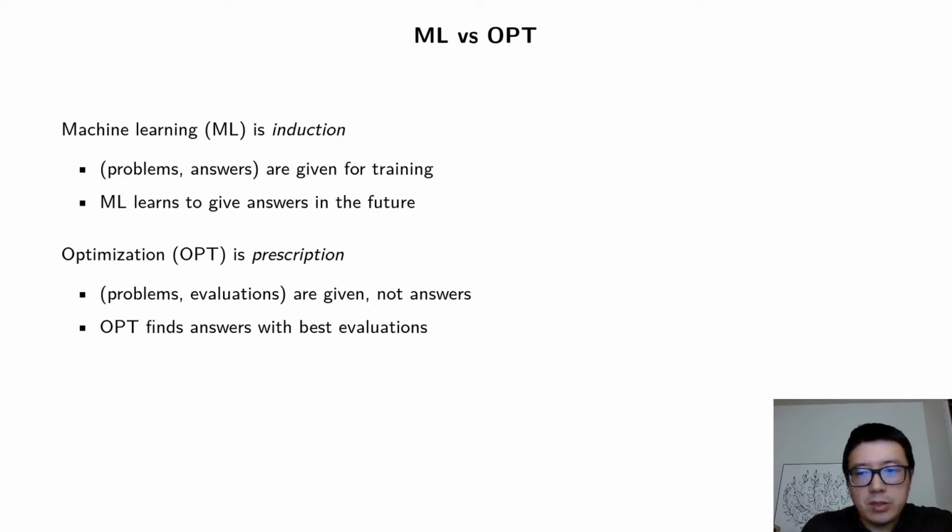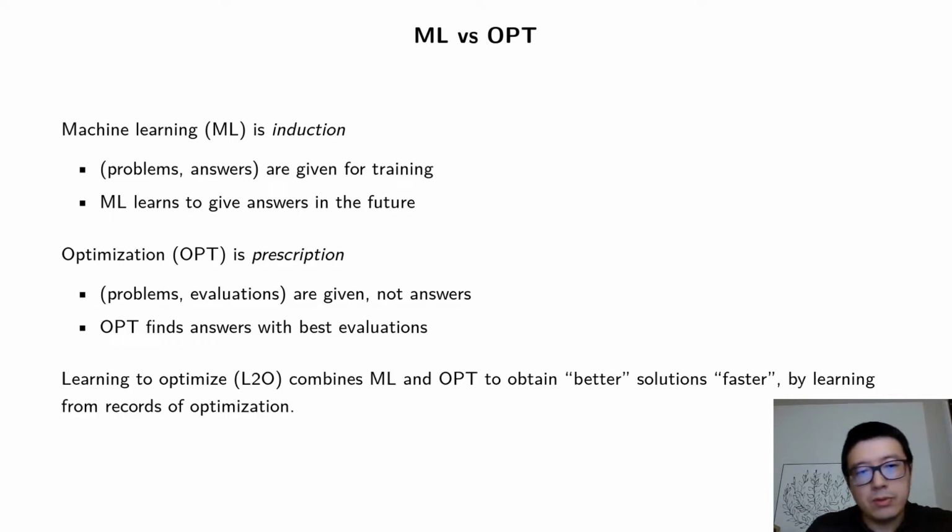However, optimization is prescription. In optimization, there's actually no training data. When it comes to making a decision or solving a problem, you're given the problems, and specifically the set of evaluations which specify what are feasible solutions and what are the qualities of a solution in terms of certain function values. And optimization finds answers to the problems with nearly optimal or optimal evaluations. So these are two very different paradigms.